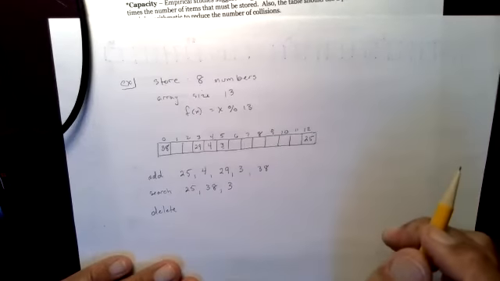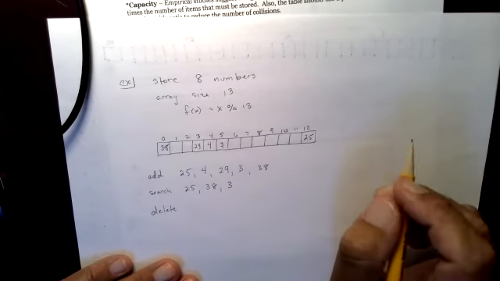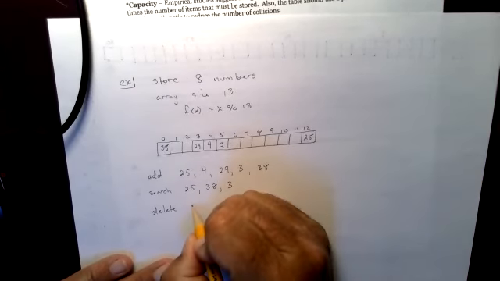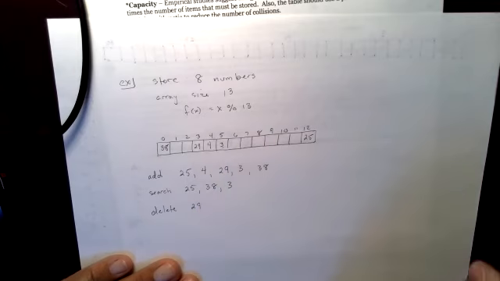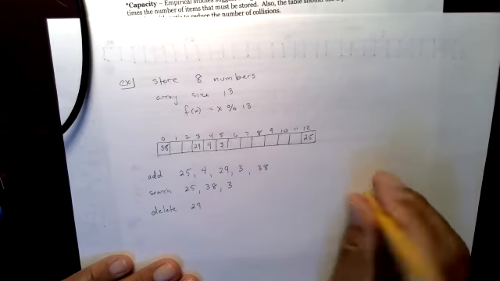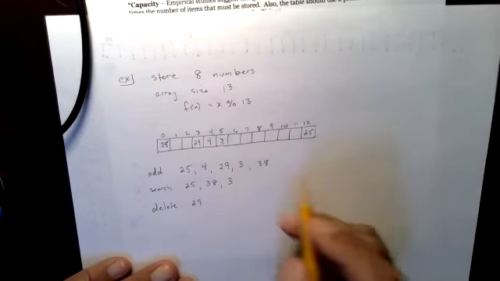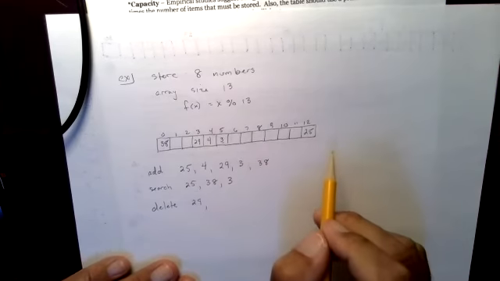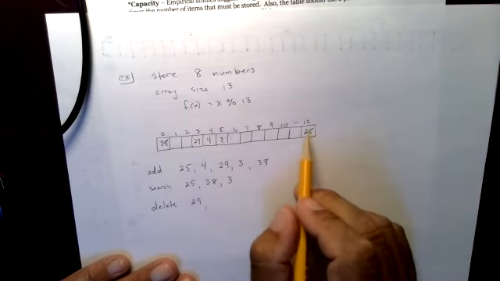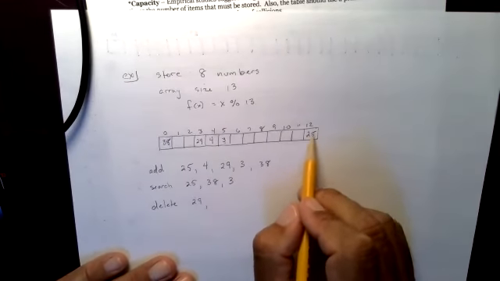Now I'm going to delete. What number might I want to delete? 29? What other number might I want to delete? Not 38. I'm going to hold off on 38. I'm going to delete this one.